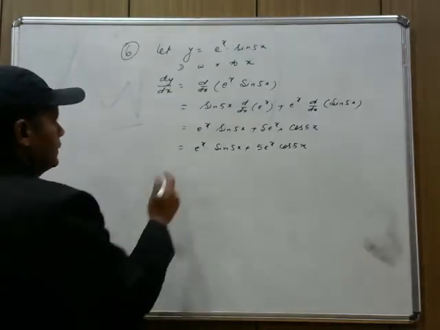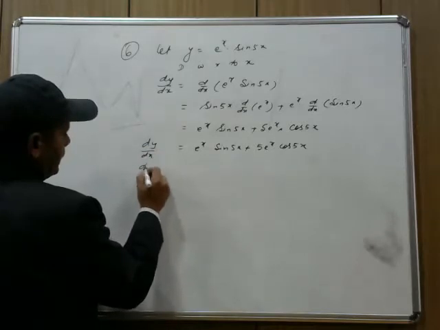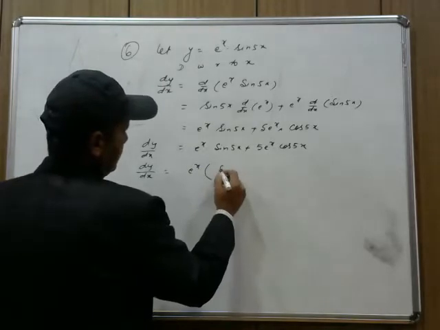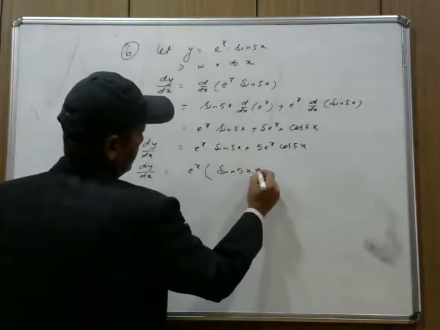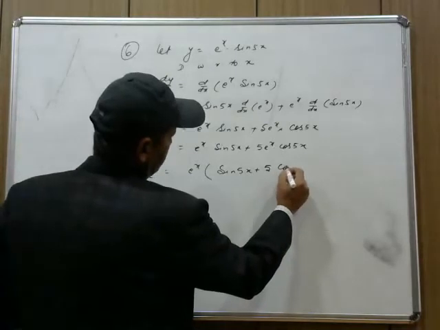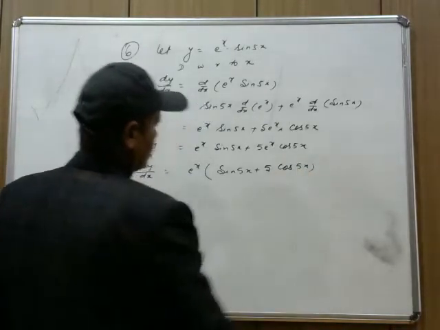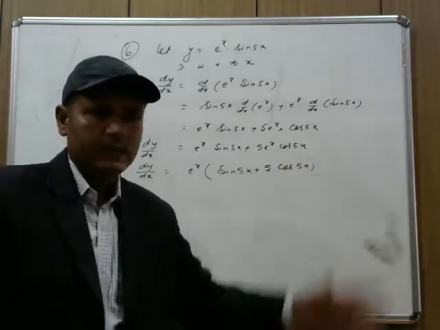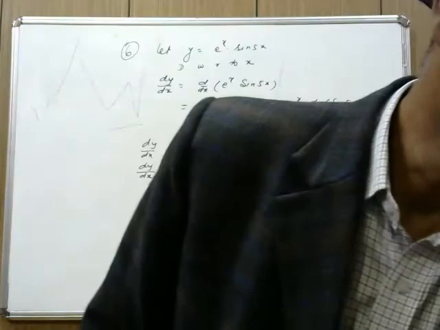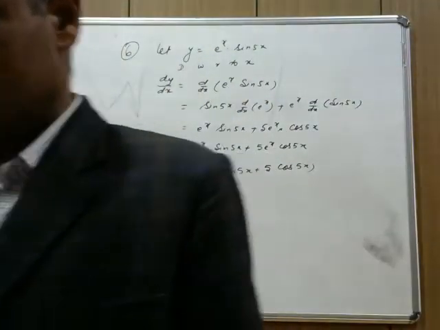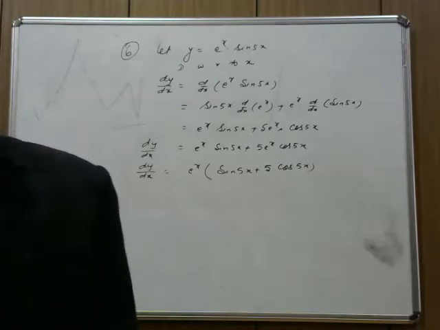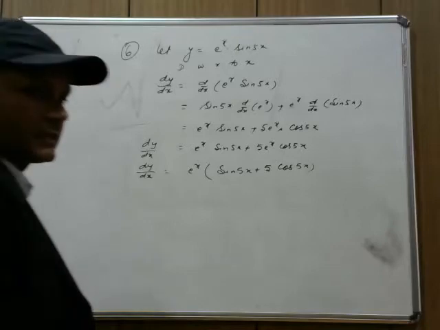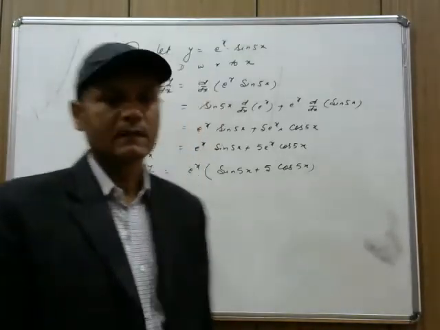I can write now dy by dx is equal to e to the power x in bracket sin 5x plus 5 into cos 5x, or let me keep these two terms separately and then go for differentiation. That also can be done, but better if we have common: e to the power x in bracket sin 5x plus 5 cos 5x. Now differentiating again with respect to x.